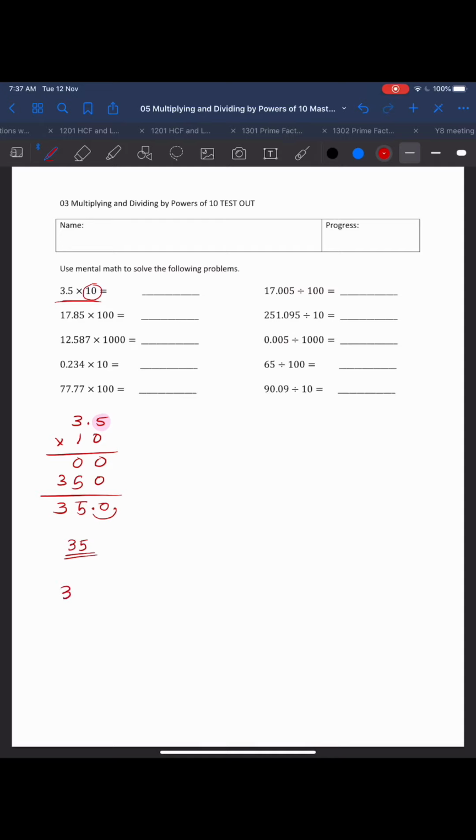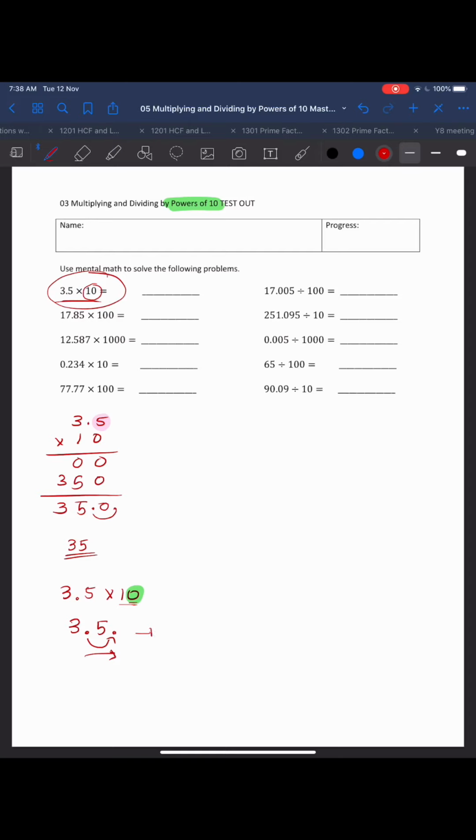That's why when you have a question like 3.5 times 10, all you need to do is to count the number of zeros after 1. Remember, this is just for powers of 10, okay? So there's 1 zero after 1, so that means we take this decimal point, and since this is a whole number, not a decimal, you move it to the right by 1 place value because there's only 1 zero.